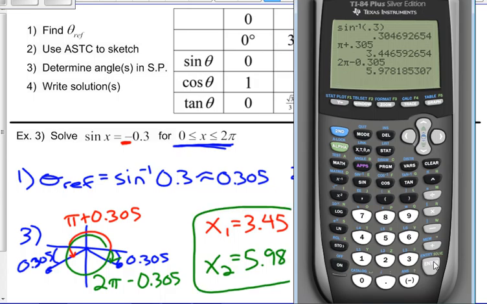So nothing has changed with our steps. It's just when it's not in the table, we need the calculator's help for the reference angle. If we're not quite sure, we can always check our answer. Let me try that one, 5.98. Really does give us a sine of negative 0.3 with a little rounding error.